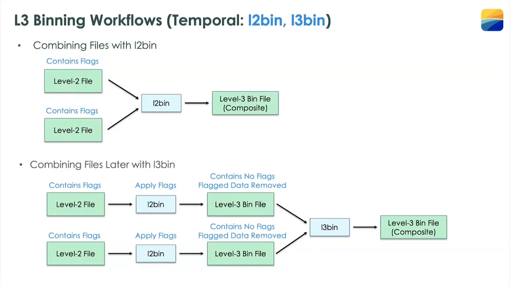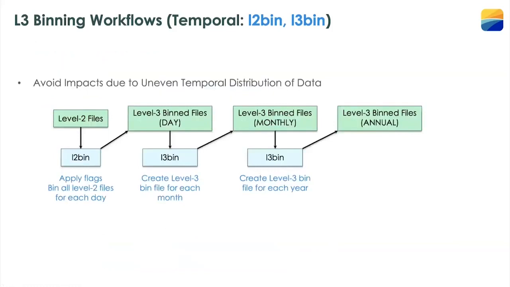So if you have 500 files, you could bin all 500 files into separate bin files, and then subsequently you could get rid of your level 2 files, and then you can bin whatever files you want together in the level 3 bin. So it's one of the options.